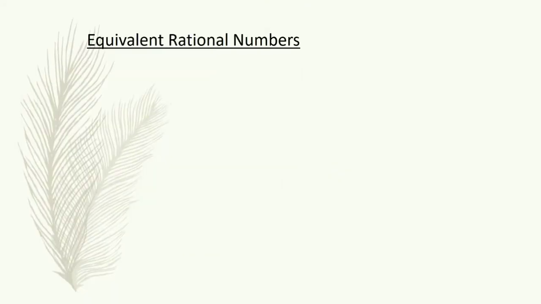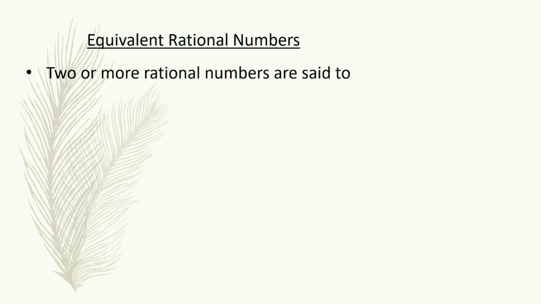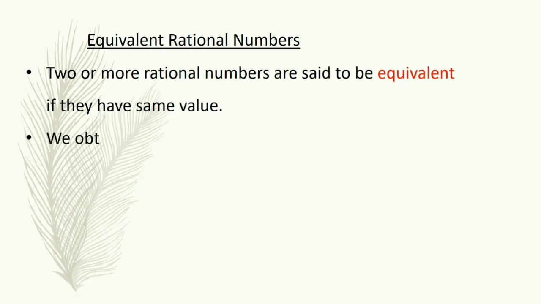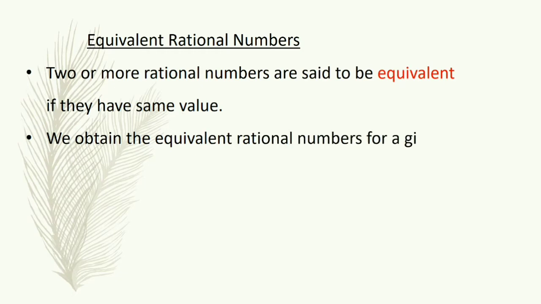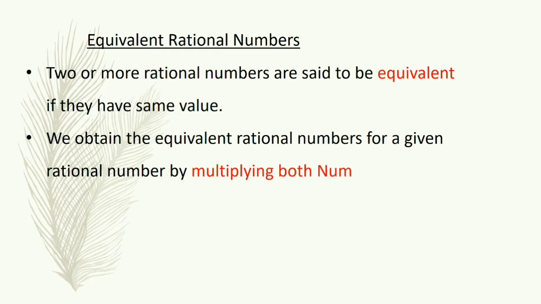Now, equivalent rational numbers. Two or more rational numbers are said to be equivalent if they have same numerical value. This concept is same as equivalent fractions. We get equivalent fractions for a given fraction by multiplying both numerator and denominator by same number. Similarly, we can obtain equivalent rational numbers by multiplying both numerator and denominator of the given rational number by the same non-zero integer.